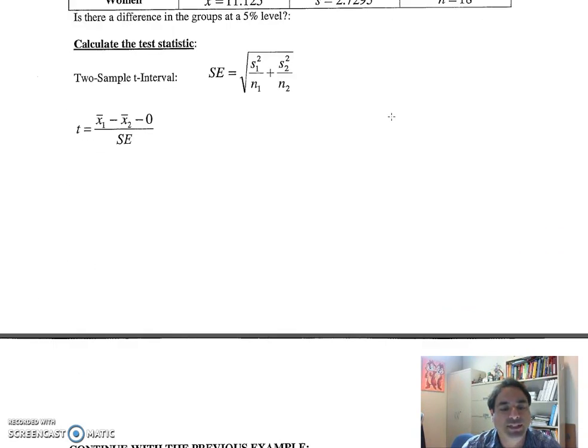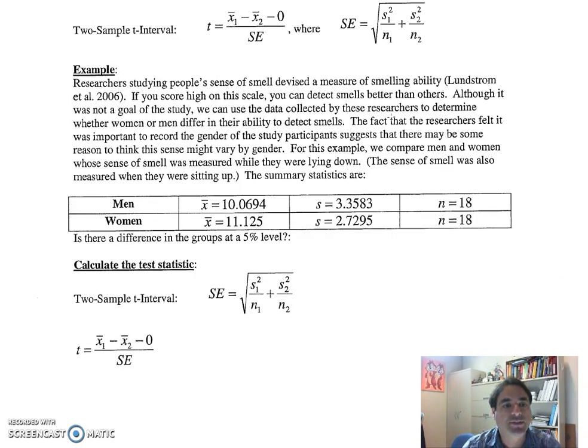So our first example is researchers studying people's sense of smell devise a measure for smelling ability. If you score high on the scale, you can detect smells better than others. Although it was not a goal of the study, we can use the data collected by these researchers to determine whether women or men differ in their ability to detect smells. The fact that the researchers felt it was important to record gender of the study participants suggests that there may be some reason to think that sense might vary based on gender.